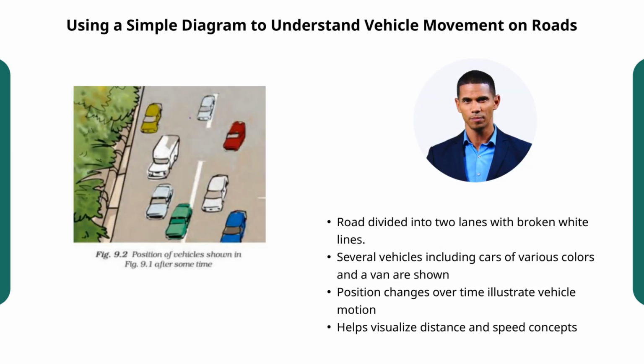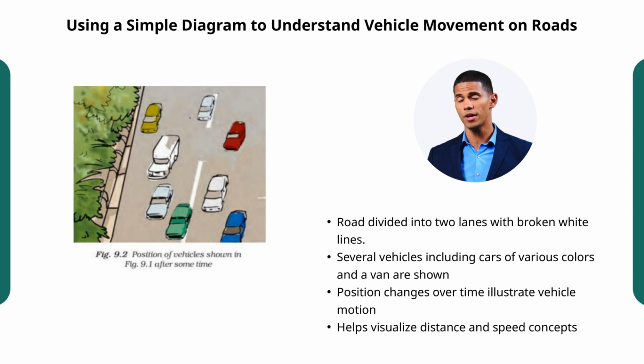Let's look at figure 9.2, which displays the position of vehicles after some time on the road. The road has two lanes, divided by broken white lines, allowing vehicles to change lanes safely. Notice the cars in different colors: white, green, blue, yellow, red, and light blue, plus a larger van.